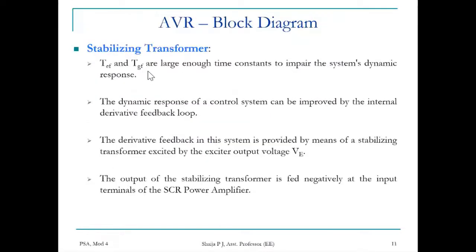TEF and TGF are large enough time constants to impair the system's dynamic response. The dynamic response of a control system can be improved by the internal derivative feedback loop. So the derivative feedback in the system is being provided by the stabilizing transformer, excited by the exciter output voltage VE. The output of the stabilizing transformer is fed negatively at the input terminals of the SCR power amplifier.